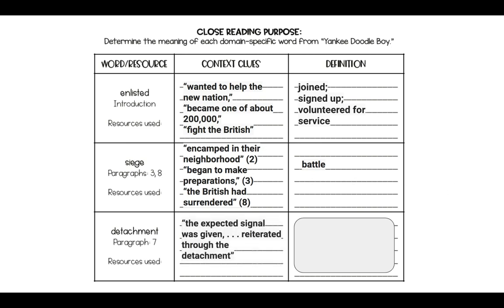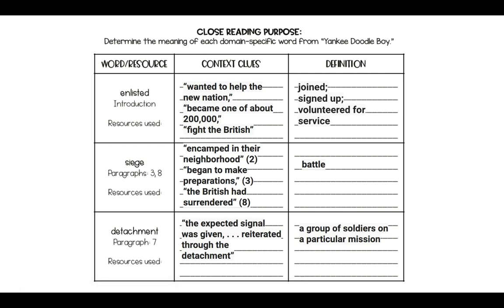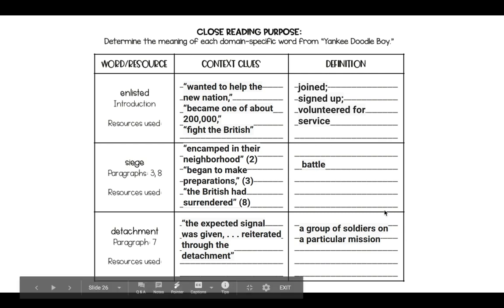Okay, some of the context clues I found were the expected signal was given, reiterated through the detachment, and therefore a definition is a group of soldiers on a particular mission. Okay, that's the dictionary definition. So when you come upon domain specific words in a story, oftentimes you have to use the context clues around them because they may not be words that you're familiar with, because they're related to the topic that you're studying, not necessarily words you hear in everyday usage.